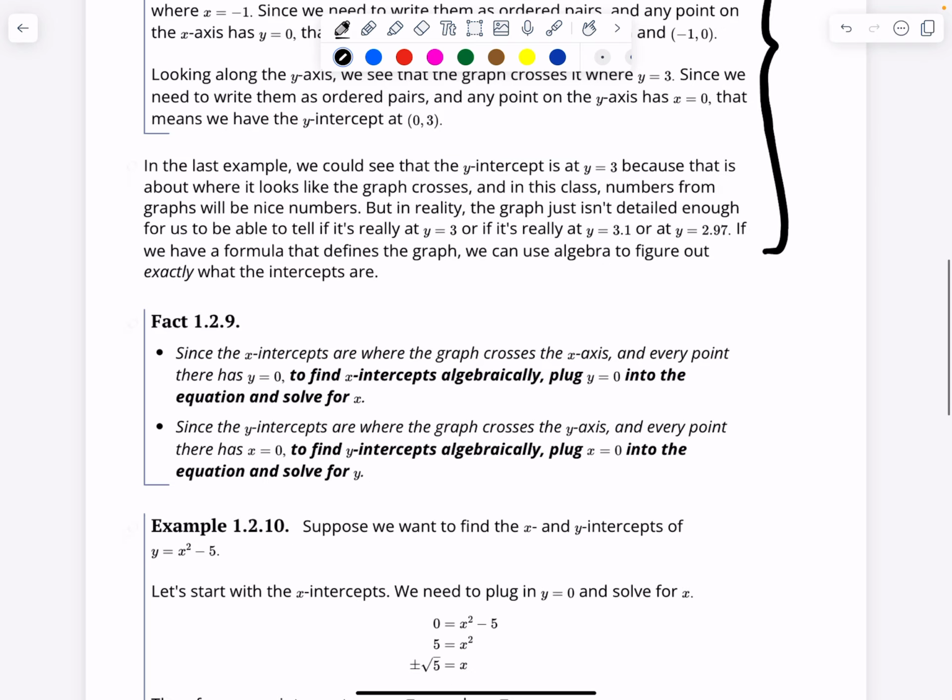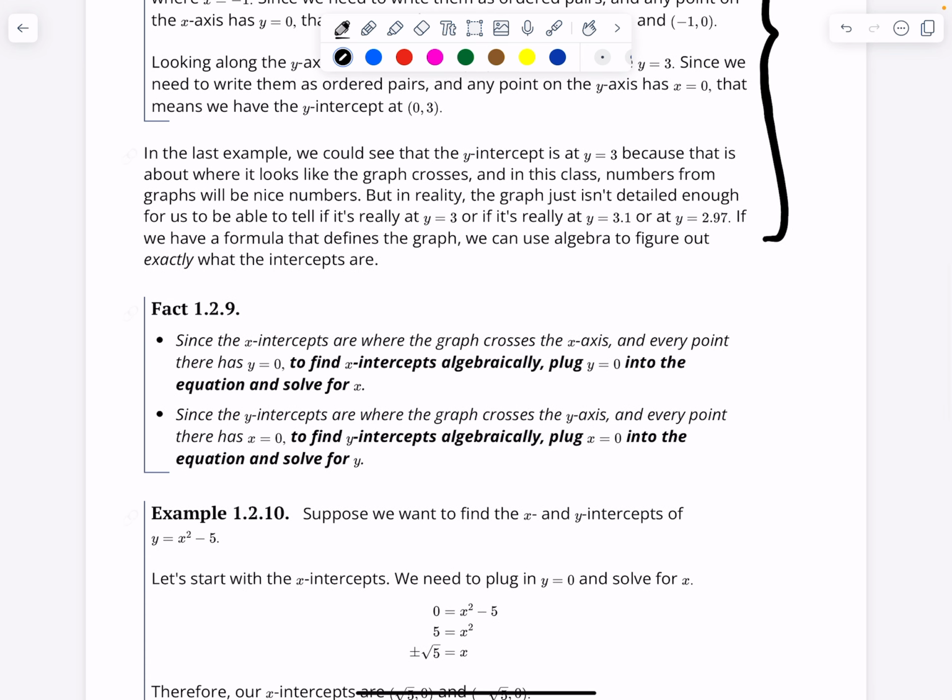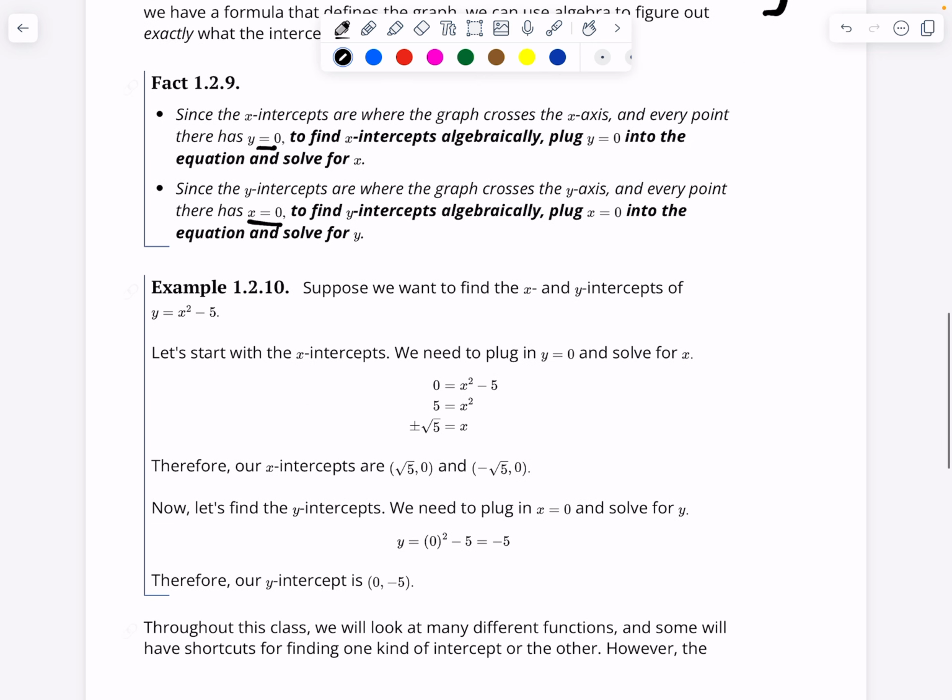All right, here are some facts. Since the x-intercepts are where the graph crosses the x-axis, every point here has y equals 0. So if you're given an equation or a function notation and asked to find the x-intercepts, you're going to plug 0 in for y and then solve for x. If you're asked to find the y-intercepts, you're going to plug in x equals 0 and solve for y. So let's look at an example together.